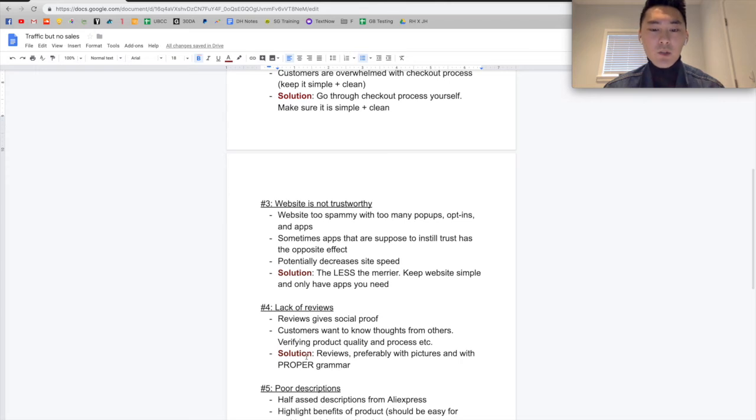So the solution here is to provide proper reviews on your product page. Make sure you have reviews. And by proper, I mean the ones with pictures and with proper grammar. The last thing you would want is to have reviews that don't make sense, that people don't understand, and pictures where people can't really see what's going on. So proper reviews and proper pictures.